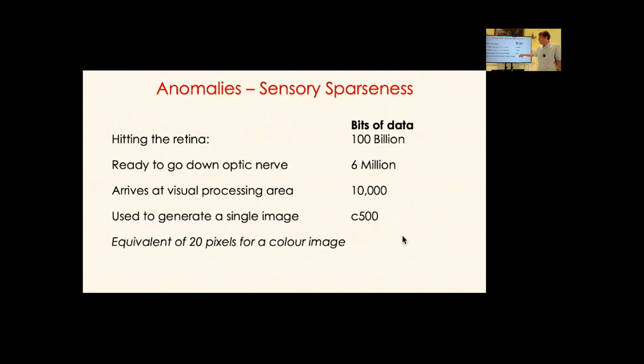And used to generate a single image, about 500. That's generous. I read a paper recently where they just analyzed it, that it's probably several layers of around 20 bits at a time. That's what they're working with. So if it's that figure, it's equivalent to about 20 pixels of data.